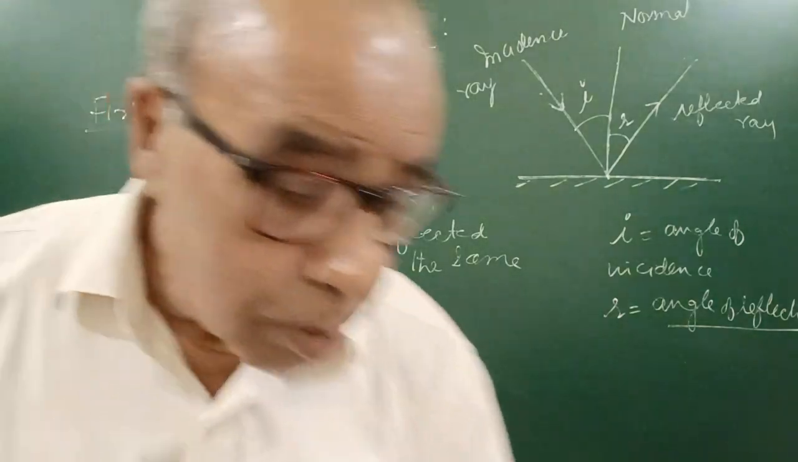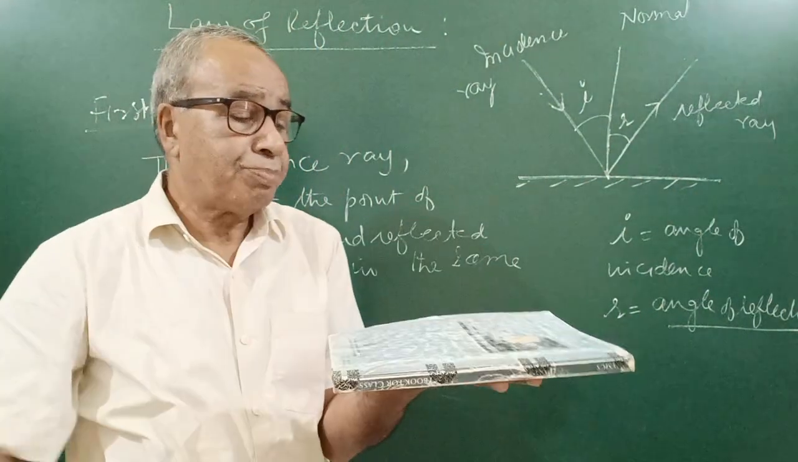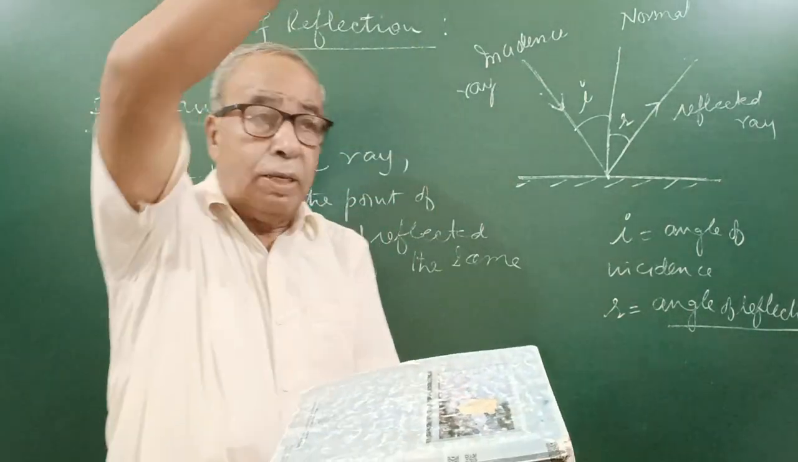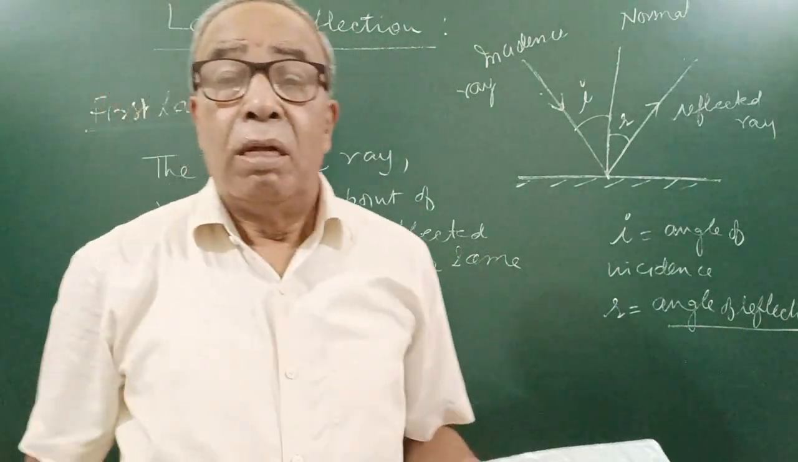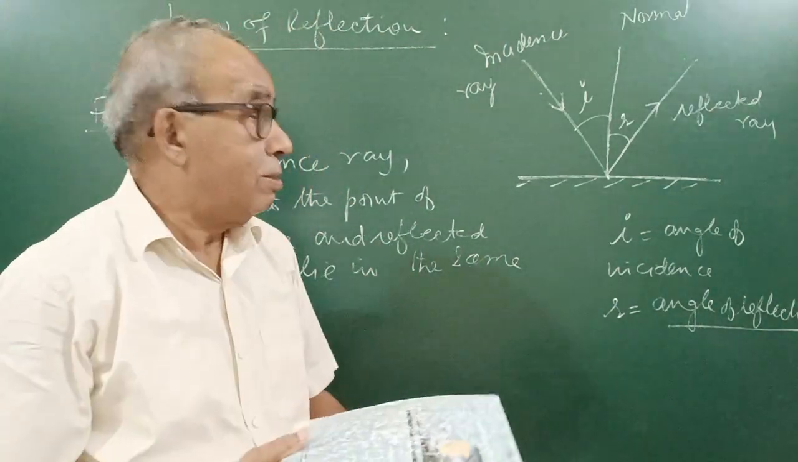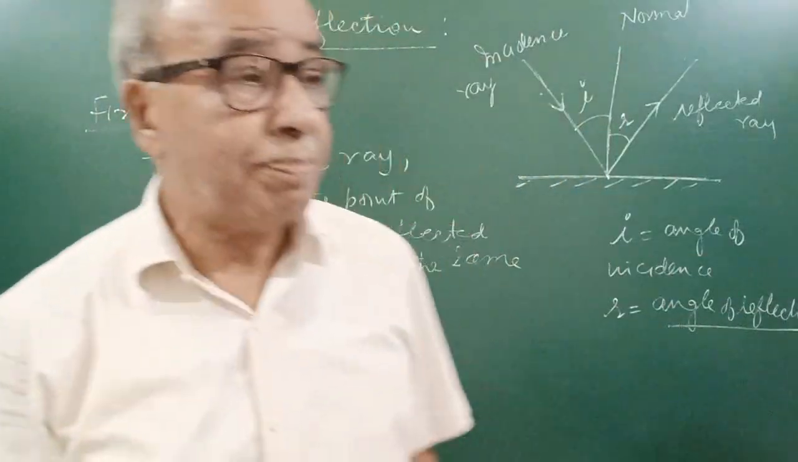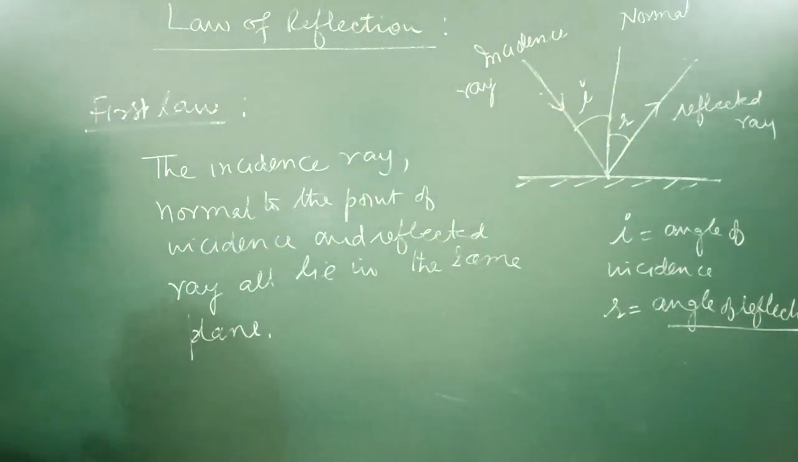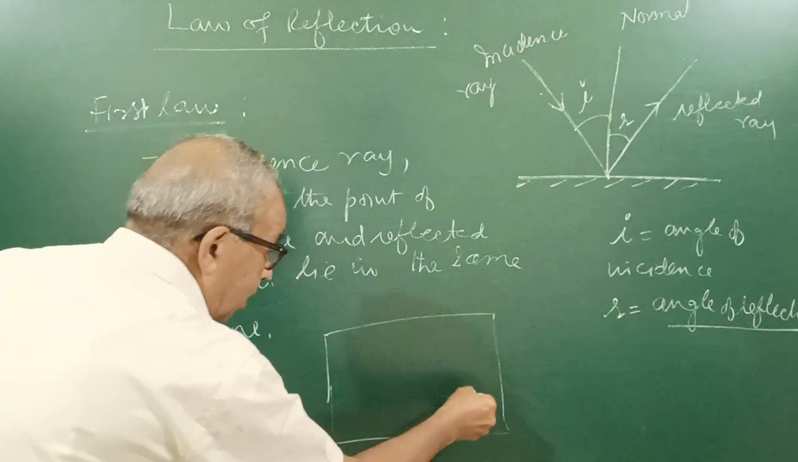I told you this line represents this plane. Light comes this way and goes this way. So it is a vertical plane in which all are lying here. When you draw this picture practically, you take a drawing board, you take a drawing sheet. On this drawing board you place it here like this. And then you make the mirror stand here like this.